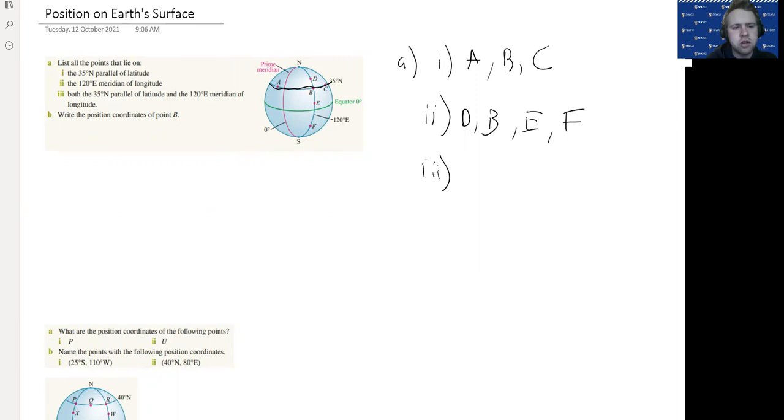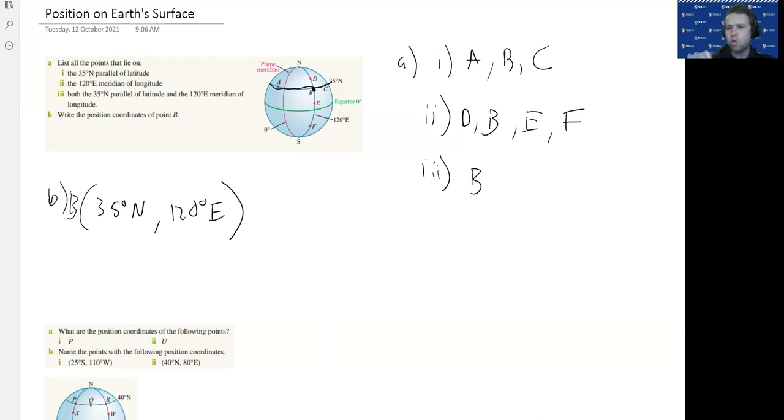And then for both the 35 degrees north and 120 east, the only one that lies on both is B. You can see B is at the intersection of that 35 degree north line and that 120 degrees east curve there. Because we know that B lies on both of those lines, we can write its coordinates. So the coordinates of B are going to be 35 degrees north, and then comma, make sure you put that comma there, and then 120 degrees east.